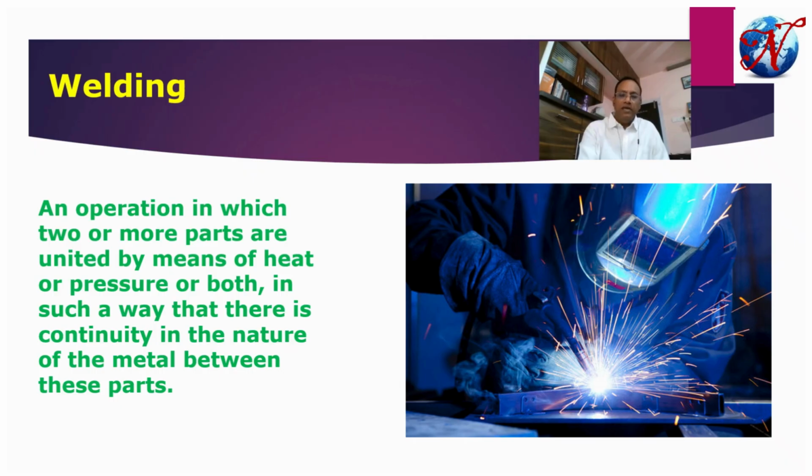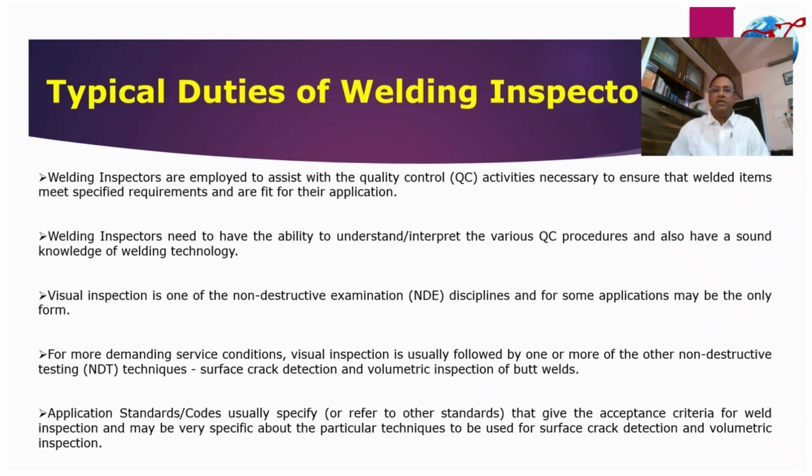The two parts may be a similar kind of material, ferrous or non-ferrous in nature, and along with that, it may be a dissimilar kind of material. That means fundamentally, welding is a process where we are joining two metals by the application of heat or pressure, and in some cases, we are using both simultaneously.